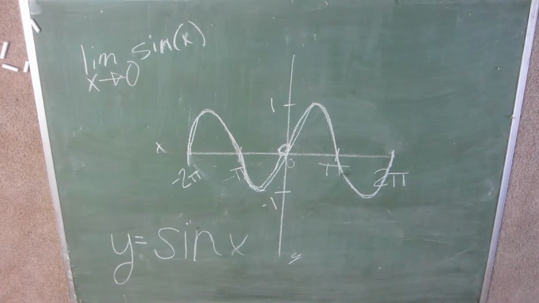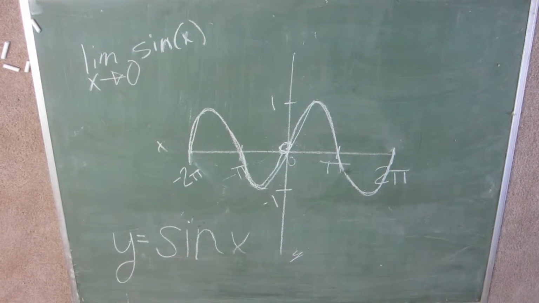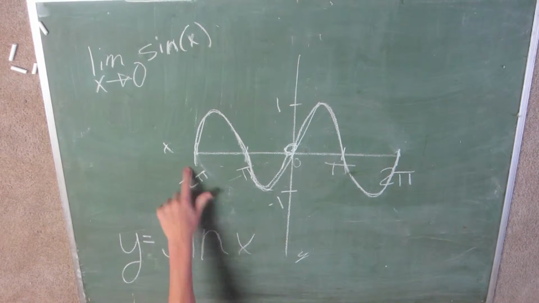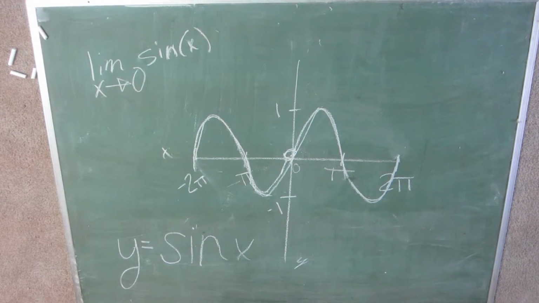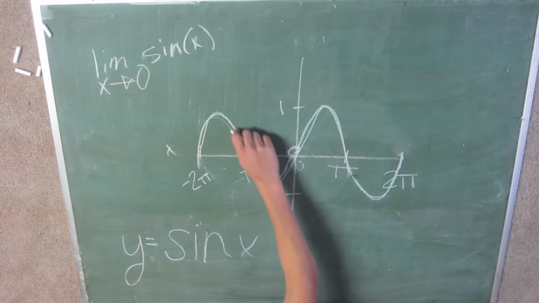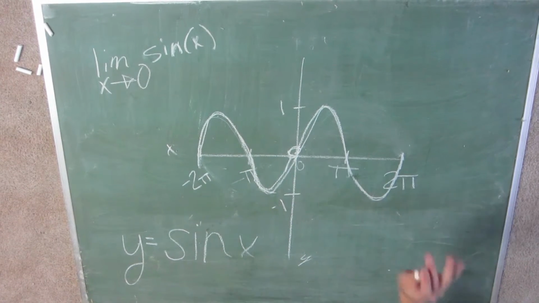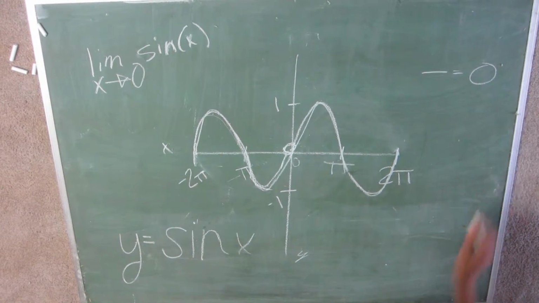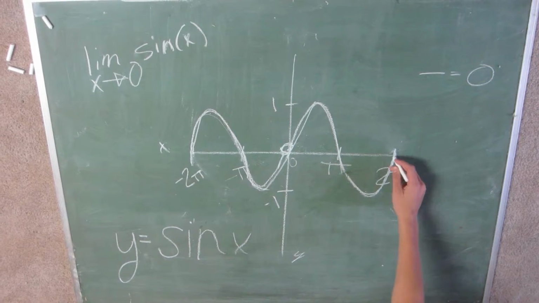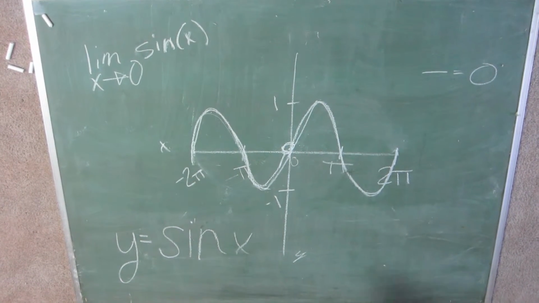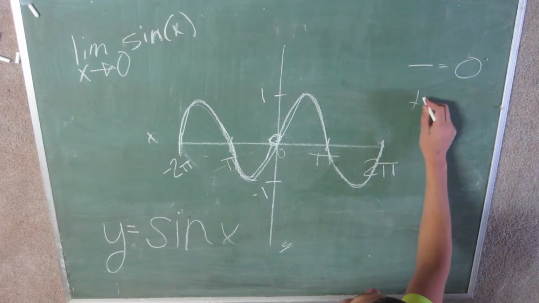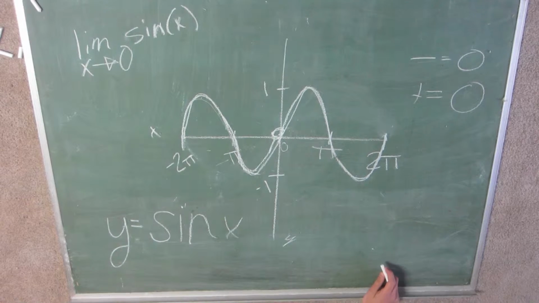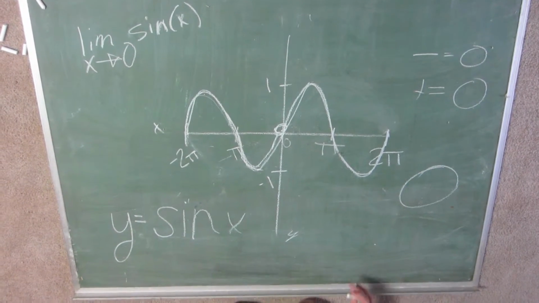So, class, now we will be looking for the limit of the graph of sine of x. You will have to look for the limit as x approaches 0 from the left and from the right. From the left, it is going up to 0. And from the right, what do you know, 0 again. Since they both equal the same thing, the limit is 0.